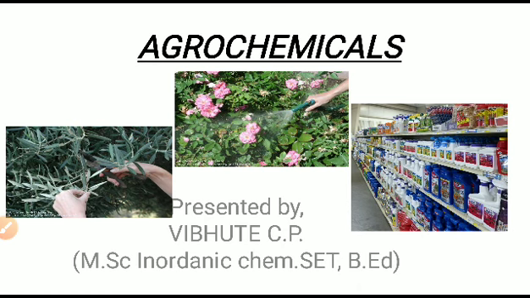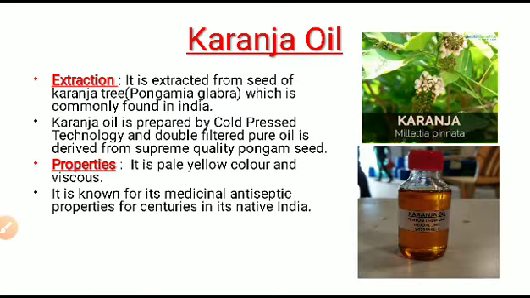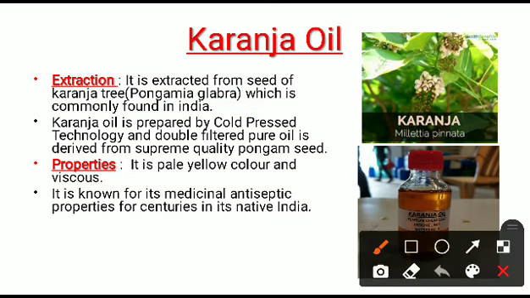Last time we learned about neem oil, its extraction, properties and uses. Today we are going to learn about another biopesticide, that is Karanja oil. This is the oil extracted from the seeds of the Karanja. Here in India, the most commonly used Karanja tree is Pongamia glabra. There is another variety also, that is Millettia pinnata.